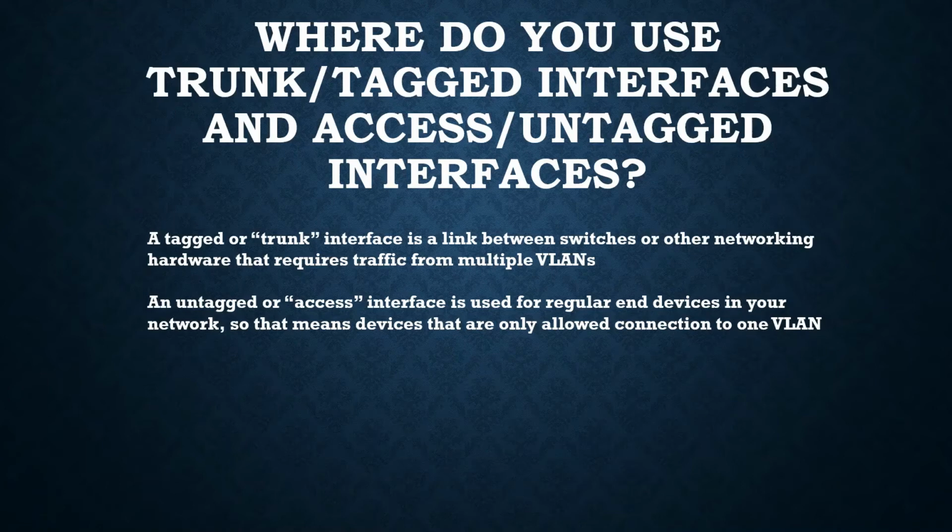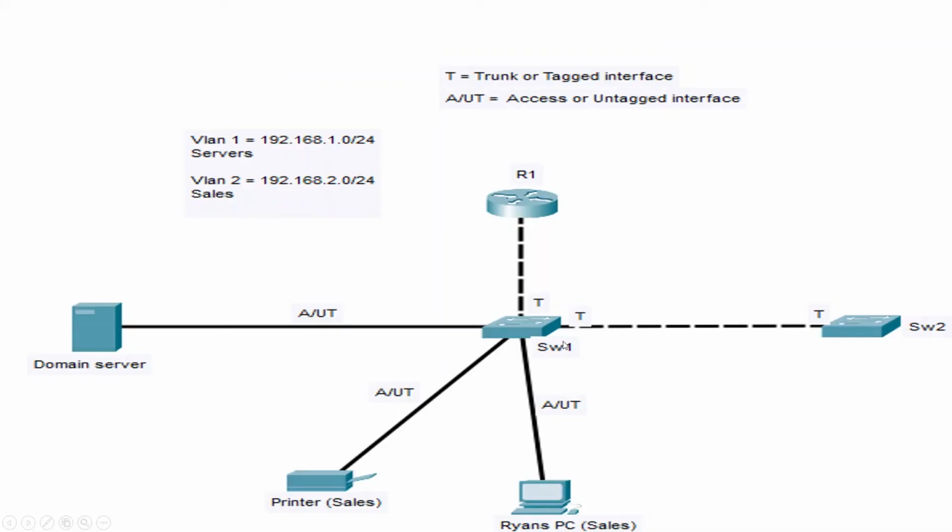But I'll show you an example that I have set up on how to use trunk, tagged, access, untagged interfaces here in Packet Tracer. So I think we should jump to that drawing so you might get a better understanding of why to use the different types. So here is the drawing about how you could use it.